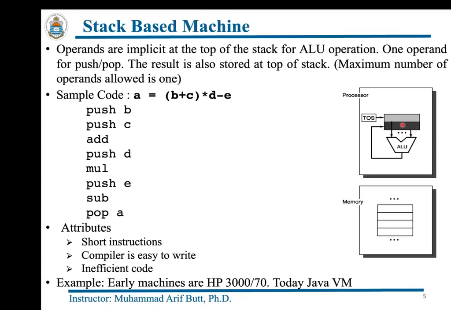Well, the attributes of a stack based machine are the instructions are short, compiler is easy to write, however the code is a bit inefficient. The example of machines that implement this stack based architecture are HP 3000, and today's Java virtual machine also is the implementation of this architecture.